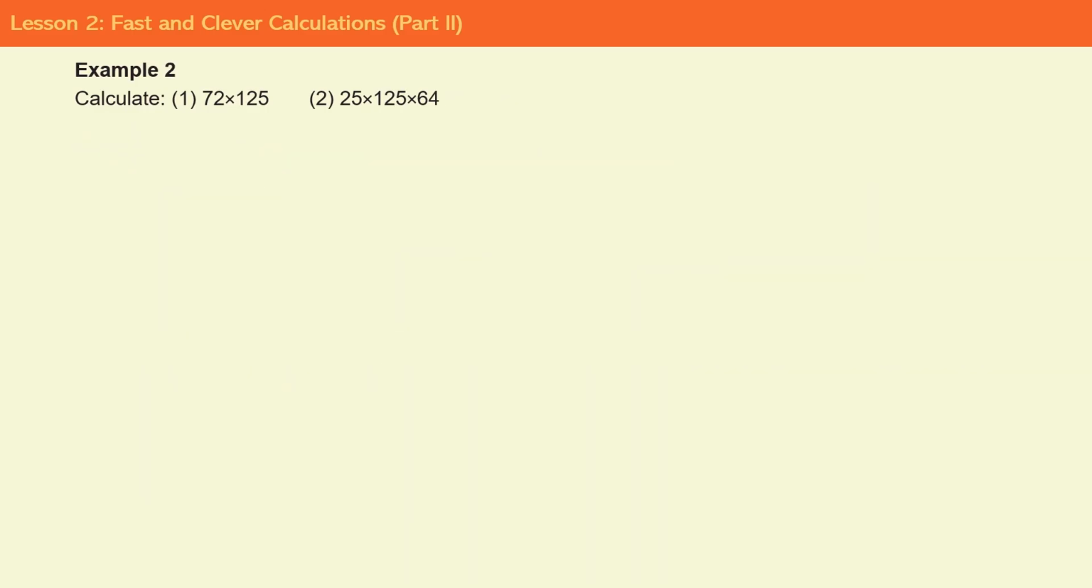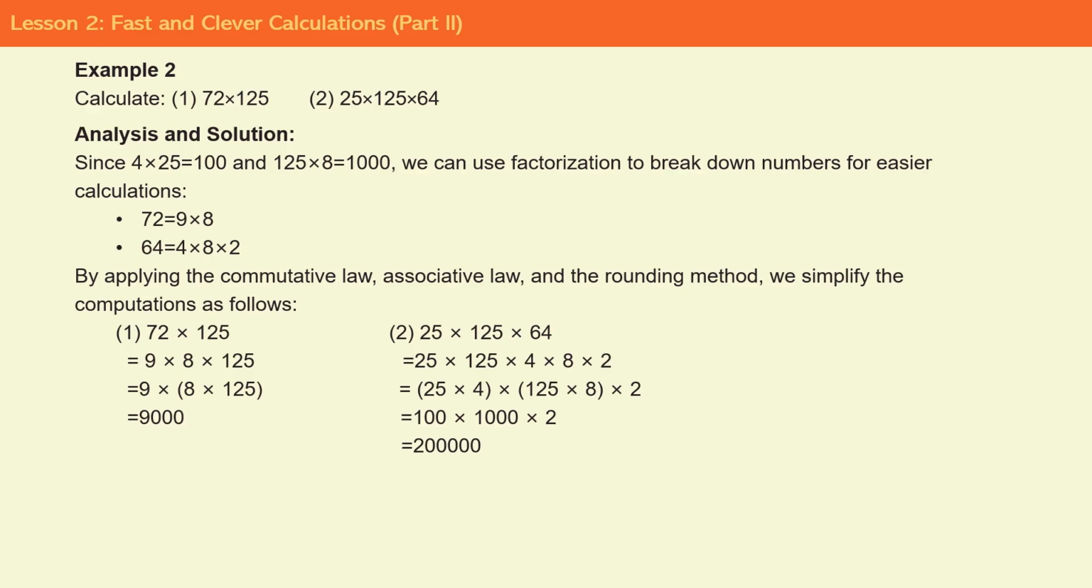Example 2, calculate 72 times 125, 25 times 125 times 64. Since 4 times 25 equals 100 and 125 times 8 equals 1000, we can use factorization to break down numbers for easier calculations. 72 equals 9 times 8, 64 equals 4 times 8 times 2. By applying the commutative law, associative law, and the rounding method, we simplify the computations as follows. The answers are 9,000 and 200,000.